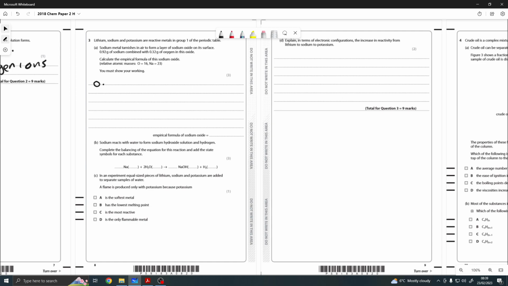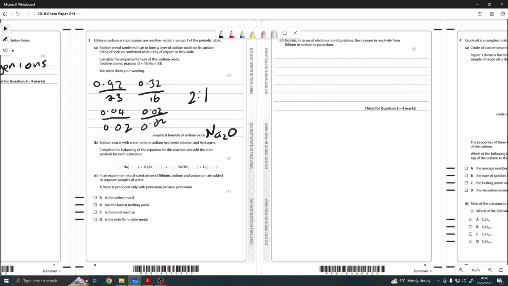Well, you take 0.92 and 0.32. Okay, that's the sodium and the oxygen. So you divide them by the Mr, or the Ar in this case, which is 23 and 16. That gives you 0.04, and that one is 0.02. Now, to find the simplest whole number ratio there, you very simply divide them both by the smaller value to give you a ratio of 2 to 1. Therefore, it is Na2O. Job done.